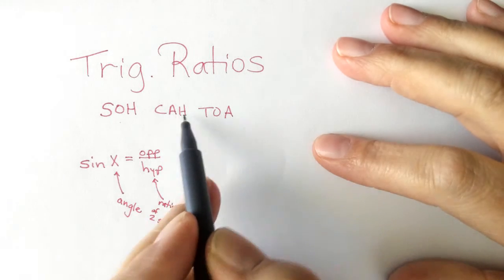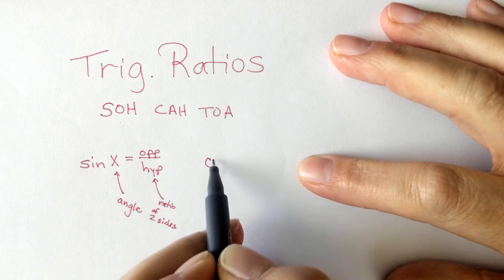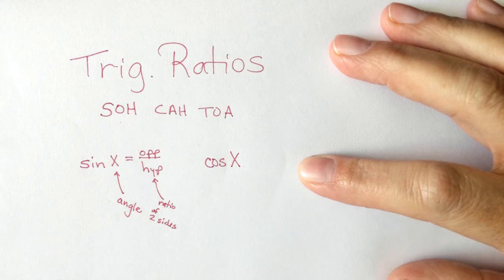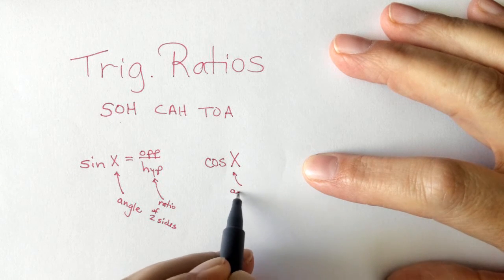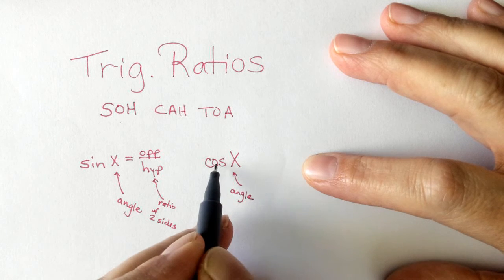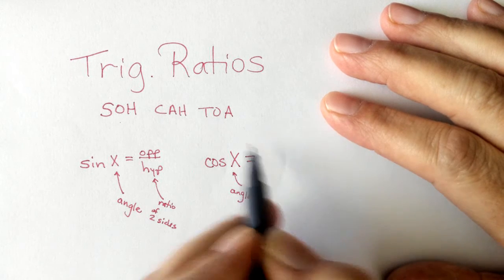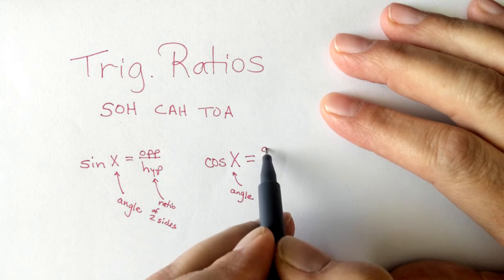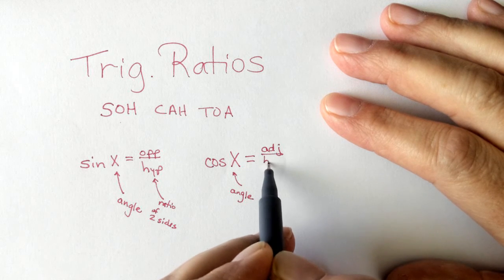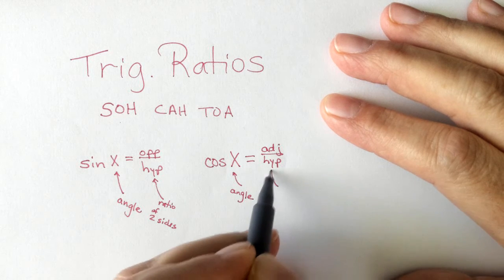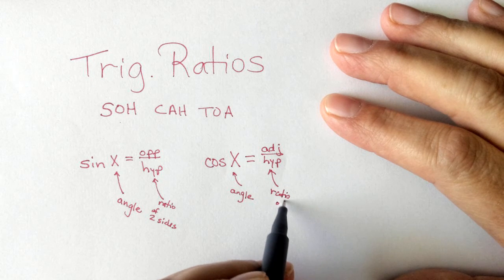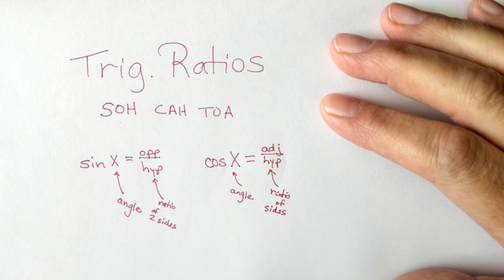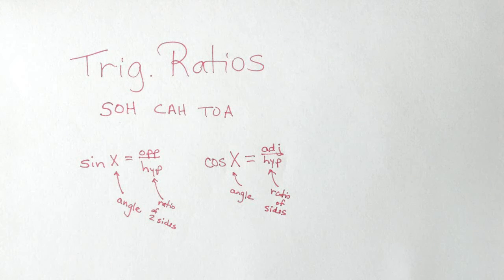All right, CAH tells us C is for cosine of an angle. We'll just call it X. So that's an angle. Angle on the left side of the equation with the trig name is equal to AH, which means the adjacent leg over the hypotenuse. This is a ratio of two sides of a triangle. So you get angle on the left side, side lengths on the right side. Do not mix those up. Angle goes on the left, side lengths go on the right.